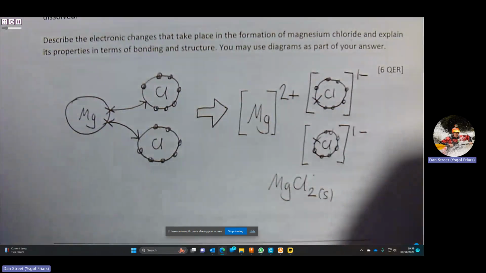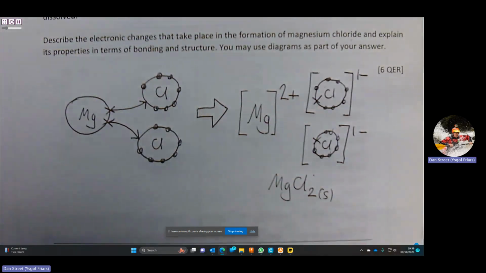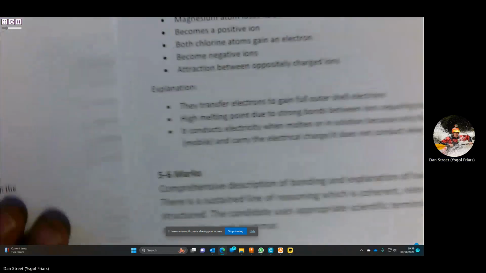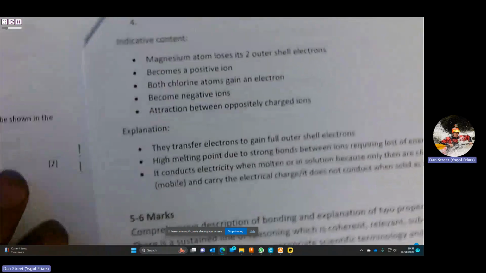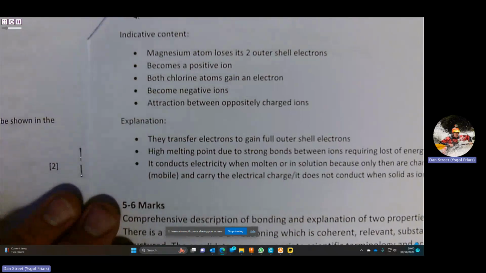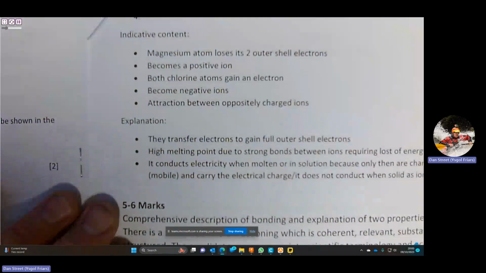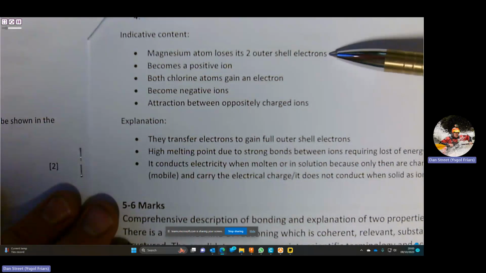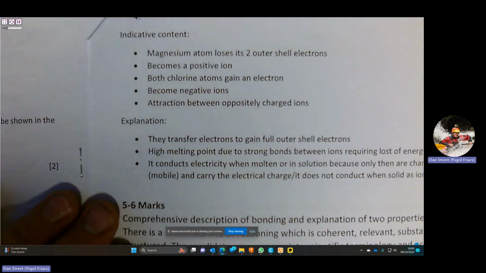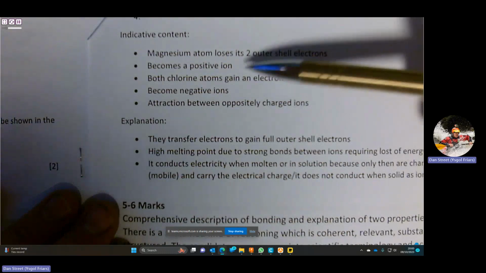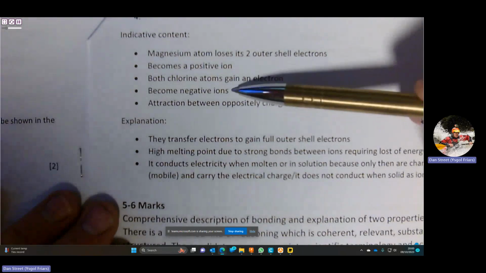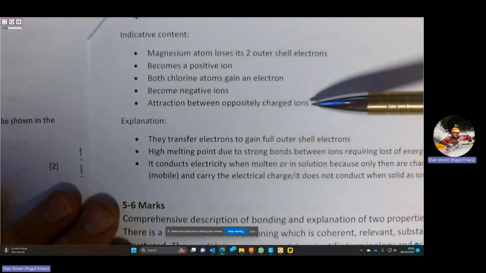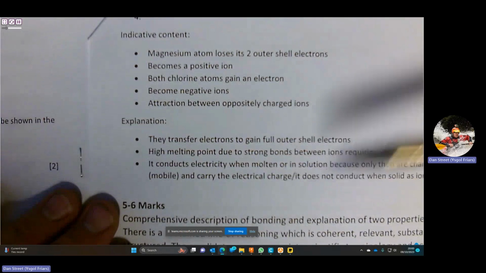Now, for the written aspect of this, I think it's probably best we just use the mark scheme. In these sorts of questions, they're looking for what's known as indicative content, things that indicate you know what you're talking about, and also further explanation. So the magnesium atom loses its 2 outer shell electrons. Well, we've illustrated that in the diagram, but it might be wise to mention that in your text. To become a positive ion, both chlorine atoms gain the electron to become negative ions, and the attraction between oppositely charged ions forms the overall compound.